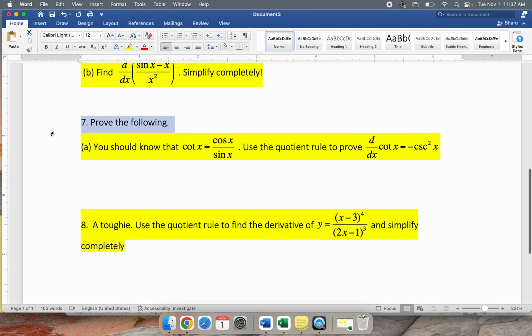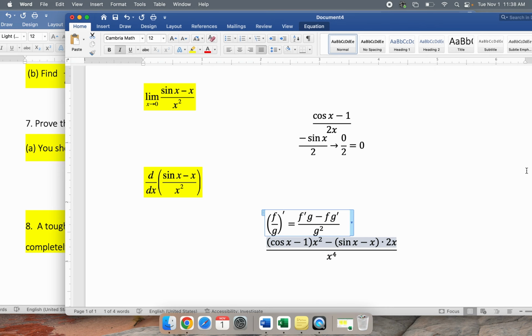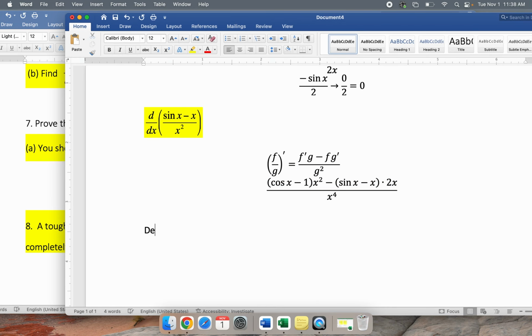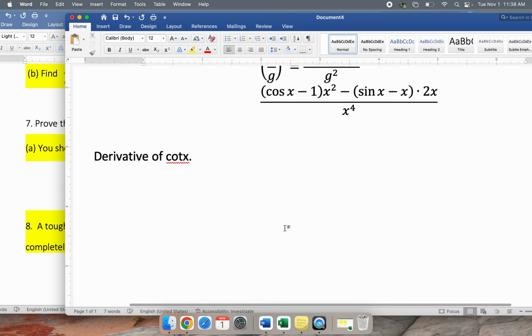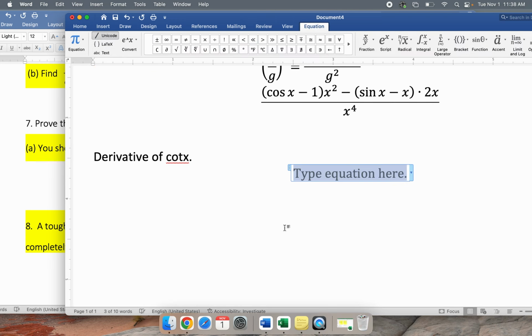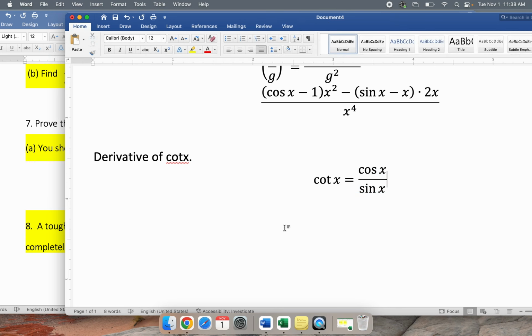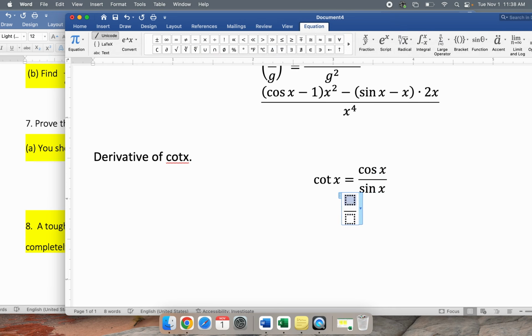The second one I wanted to do, 7a, was about finding the derivative of cotangent. So let's just set that up. We're going to find the derivative of cotangent x. And in the problem, I tell you that the way to do it is to rewrite cotangent x as cosine x over sine of x. So if we want to find the derivative of cotangent, that just means finding the derivative of cosine over sine, and we can use the quotient rule for that, because of course it's a quotient.